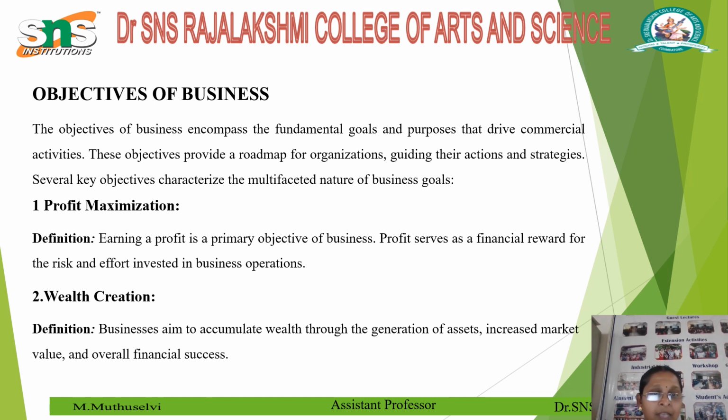First, profit maximization. First we discuss the definition of profit maximization. Earning a profit is a primary objective of business. Profit serves as a financial reward for the risk and effort invested in business operations. Second one is wealth creation. Wealth creation means business aims to accumulate wealth through the generation of assets, increased market value, and overall financial success.